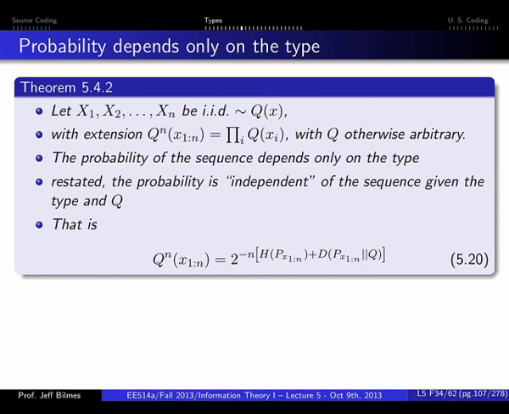Should that be Q to the n in that KL divergence? Oh, sorry, no. It's not to the n. Remember, this is the histogram of the type. This is the extended distribution here.